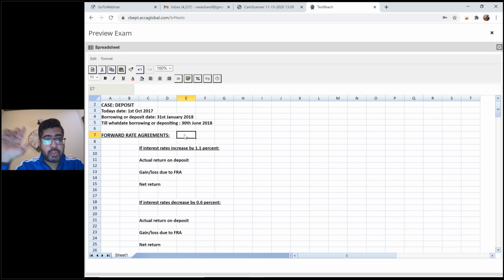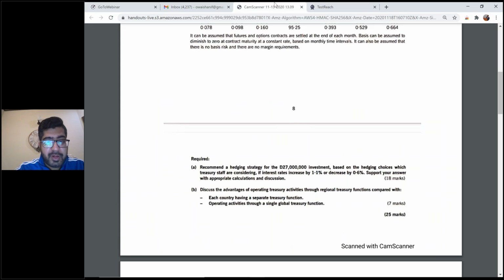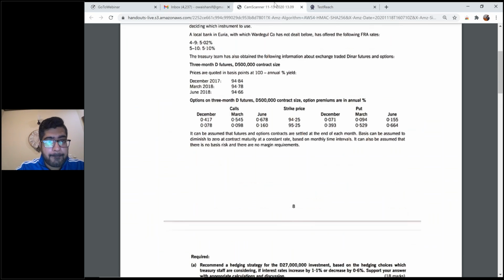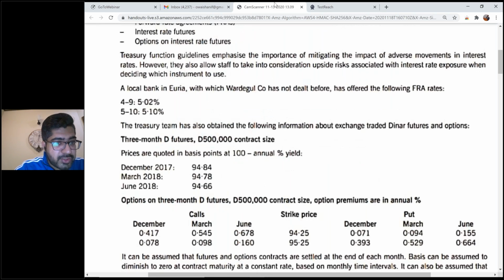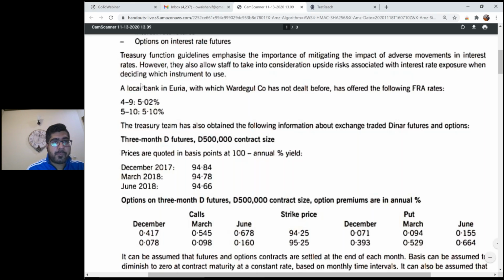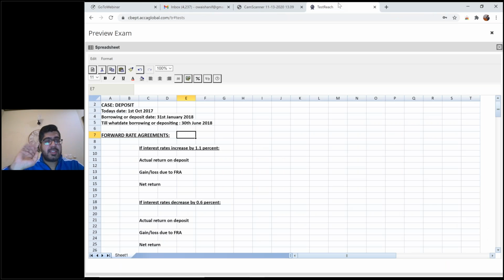Now there are two FRA rates given in the question. A local bank in your area with which the company has not dealt before has offered the following FRA rates: 4-9 and 5-10. Okay, which one will you opt? Now see my fingers. Today's date is 1st October. We have already written this. Now here it will help you.